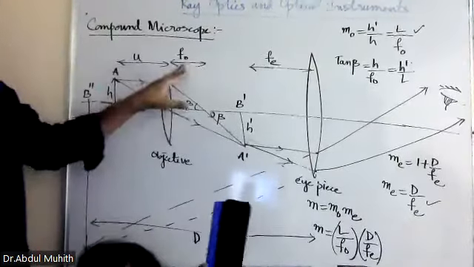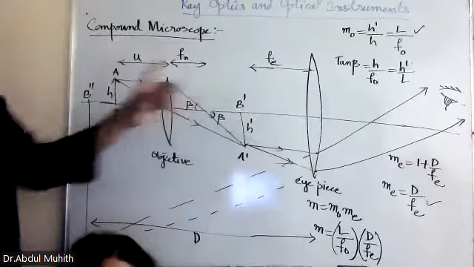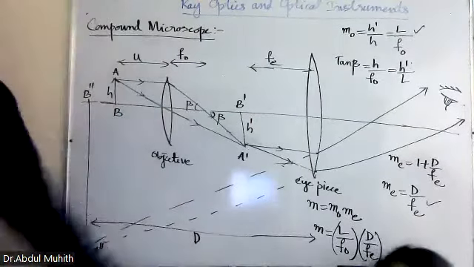What is L? L is the length of the barrel. These two lenses are mounted in a barrel whose length is L. Now F0 is the focal length of the objective, FE is the focal length of the eye lens, and U is the object distance.